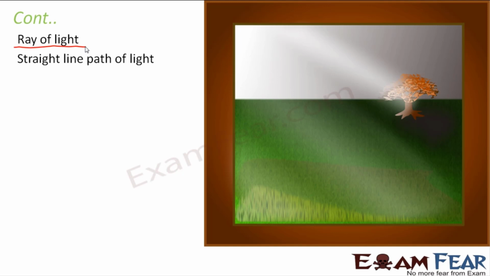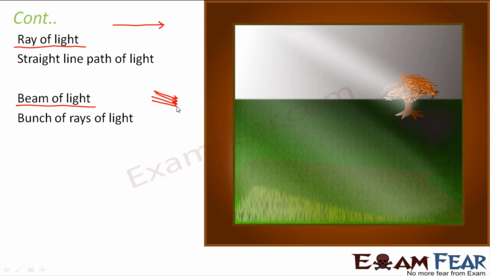Straight line path of light. As I mentioned, since light travels along a straight line, just to denote the direction in which light is falling, it is generally denoted by rays. So this straight line path of light is termed as a ray of light. And what is a beam of light? When you have a bunch of rays of light, you call it a beam of light. For example, a collection of several rays of light, this entire thing will be known as a beam of light. As a matter of convention, everywhere in this lesson we will be talking about a ray of light.